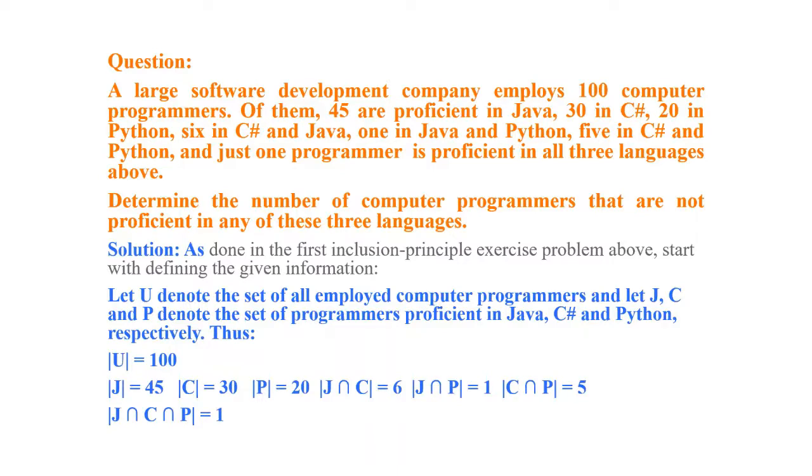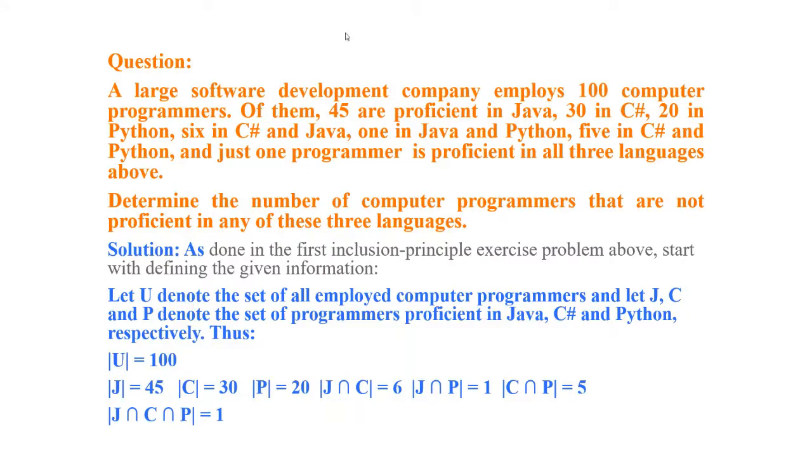So the question is: a large software development company employs 100 computer programmers. Of them, 45 are proficient in Java, 30 in C Sharp, 20 in Python, 6 in C Sharp and Java, 1 in Java and Python, 5 in C Sharp and Python, and just one programmer is proficient in all three languages. Determine the number of computer programmers that are not proficient in any of these three languages.